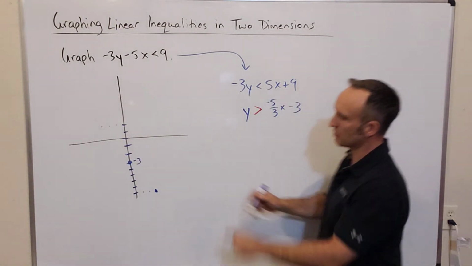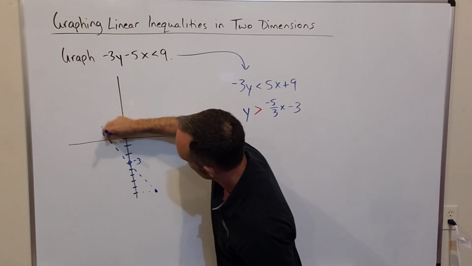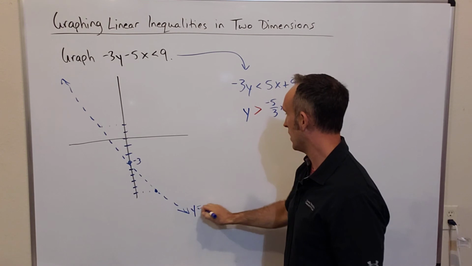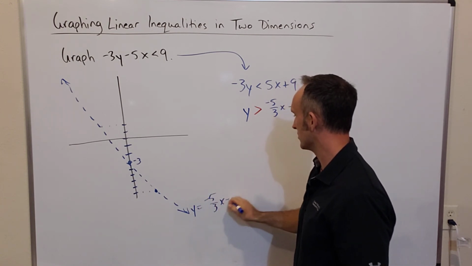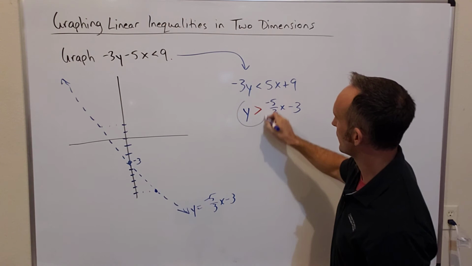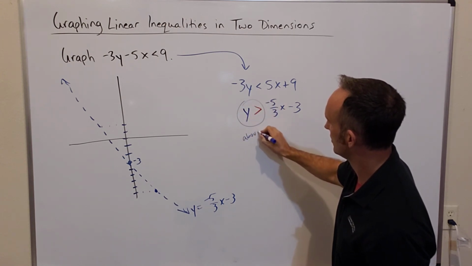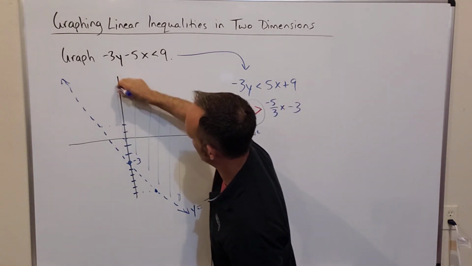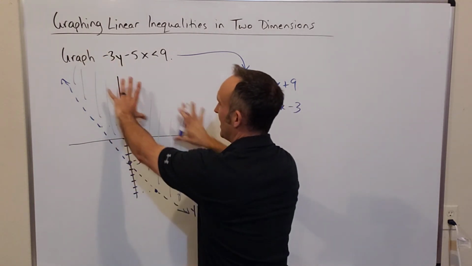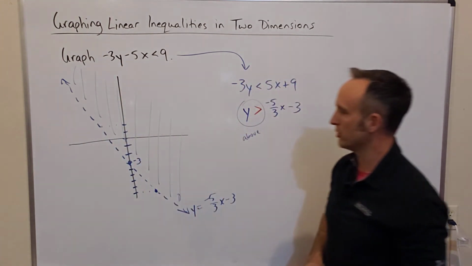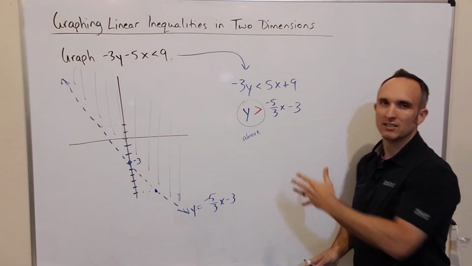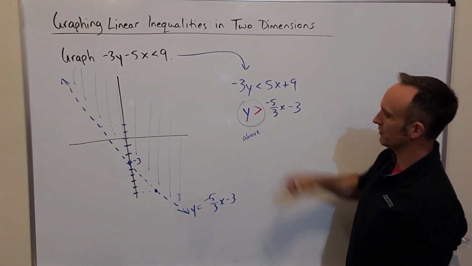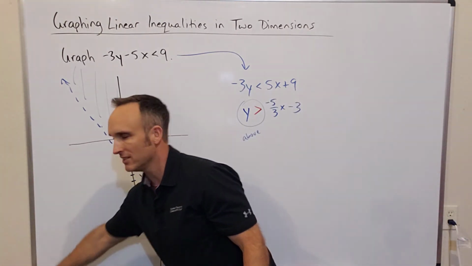Since there's no equals, it's going to be a dashed boundary line. So that boundary line is y equals negative 5/3 x minus 3. And because y is greater than, that means shade above. So above means go that way. So this region here will be the half plane. Every ordered pair in this half of the plane makes that inequality true. So that's how to do it using slope-intercept. Not difficult. You just have to be a little careful with remembering to flip that inequality symbol in some cases.